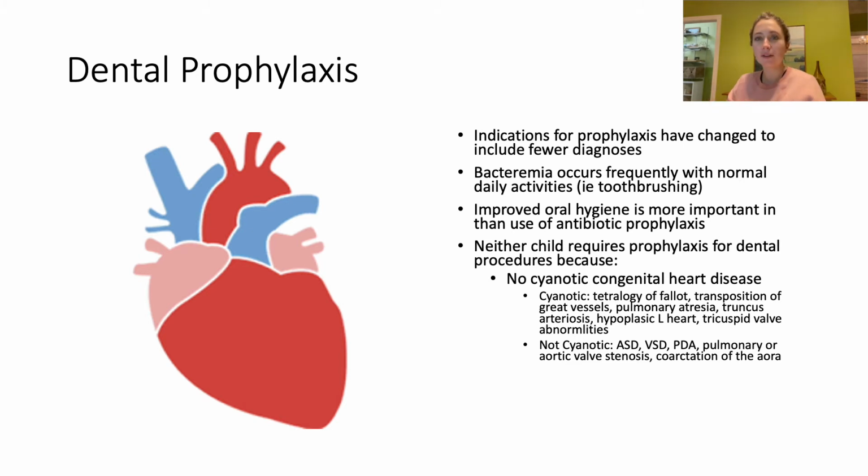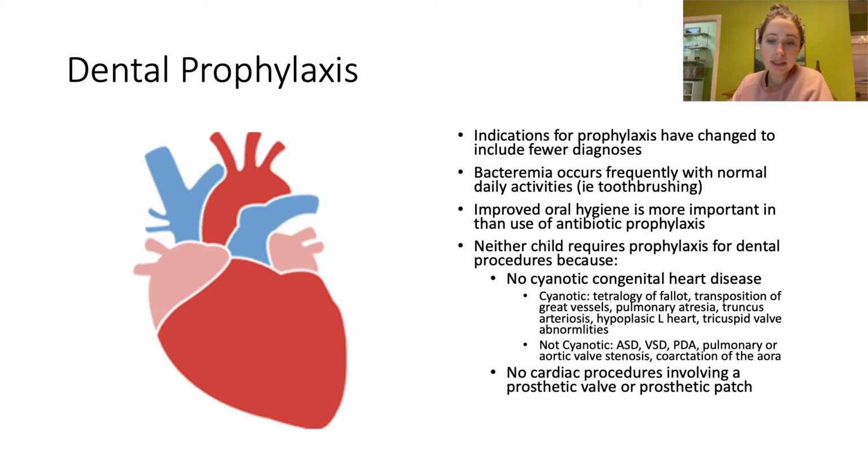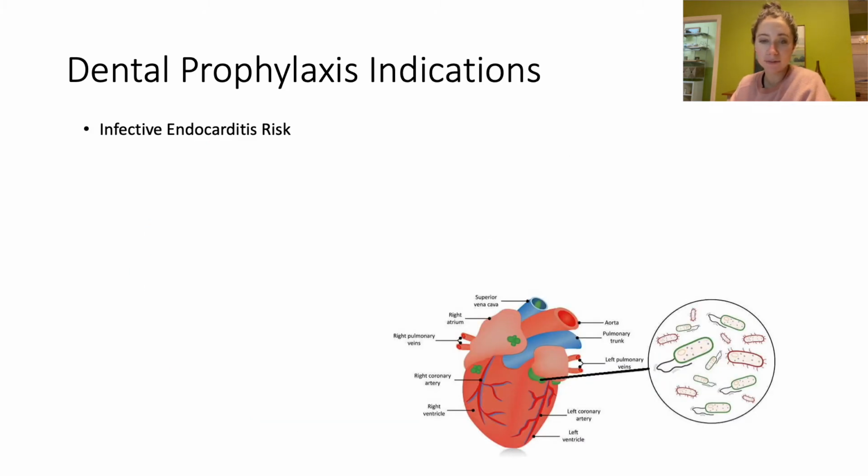So just a reminder, you guys probably know this way better than I do, but the cyanotic ones are tetralogy of Fallot, transposition of the great arteries, pulmonary atresia, etc. And then non-cyanotic ones, which is this situation, was the ASD, VSD, PDA, etc. Also, it's not indicated here because they don't have any cardiac procedures involving a prosthetic valve or a prosthetic patch.